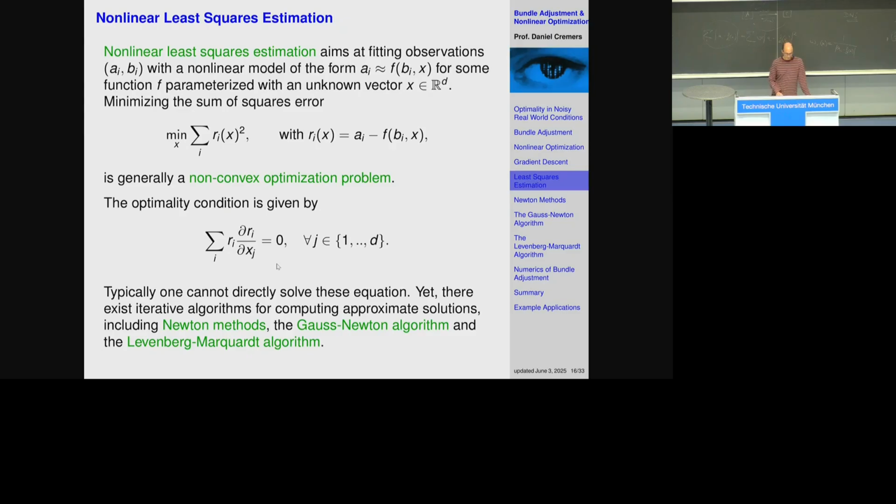Unfortunately, you can typically not solve this directly with respect to xj. And so you revert to iterative algorithms to compute solutions. And you can apply a gradient descent, obviously, to this, but you can apply more sophisticated algorithms, and we'll talk about some, including the Newton method, the Gauss-Newton, and the Levenberg-Marquardt algorithm. And so here they are.